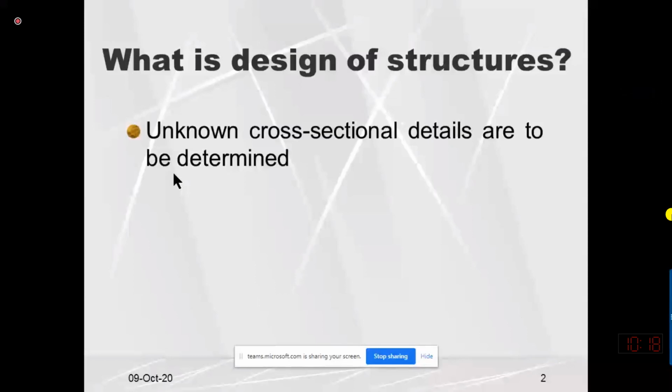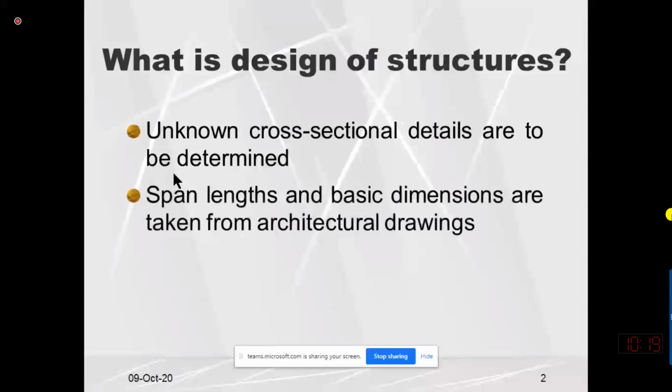So again, I am repeating: the given data is span, material data, and loading, and the unknown is shape. Shape means the cross section. What type of cross section do I have to select? Maybe W section, channel section, angle section. And again, I have to check the market for what type of cross section is available. I will select the cross section among the sections available in the market. If you read these slides, I believe you will understand what I wanted to convey.